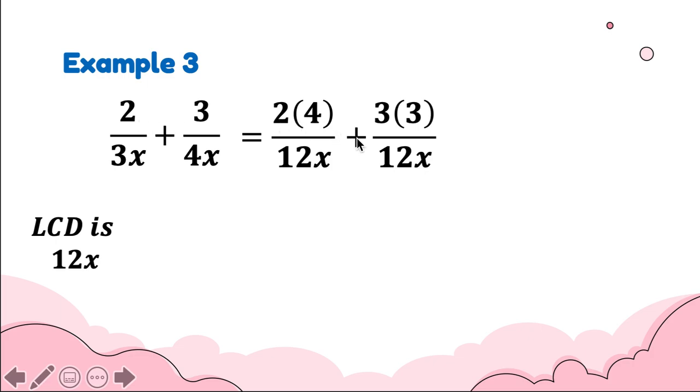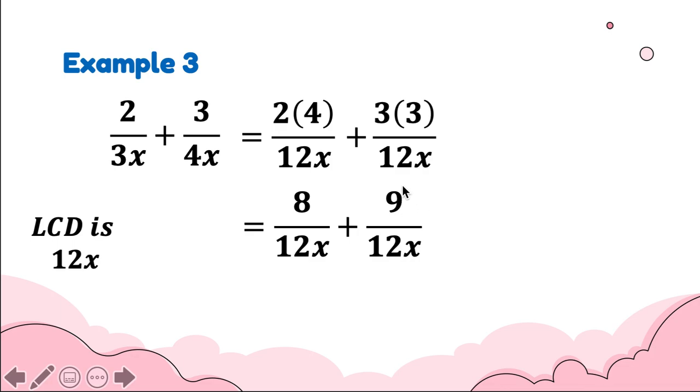And then adding, we have here 12x, again, that's the LCD. Then the same thing that we did in the first fraction. We divide it again by the denominator. So that will be 12x divided by 4x. The answer is 3. And then multiply it to the numerator. So that will be 3 times 3. And then we need to simplify. 2 times 4, we have 8. And then 3 times 3, we have 9.